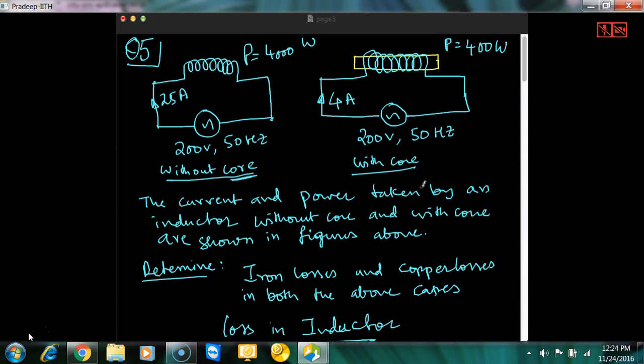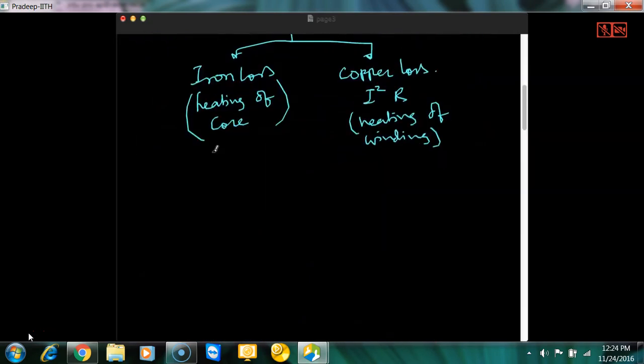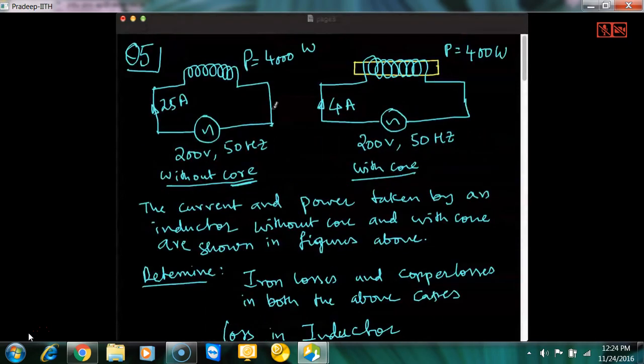Okay. So how do you represent core loss? Okay. So that is also represented by a resistance R effective. So let's see how it works. So I'll go to the case where there is no core. So voltage is 200, current is 25. So what is the power?